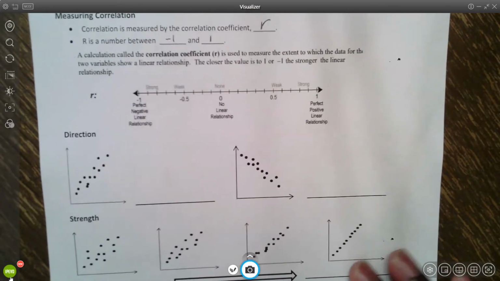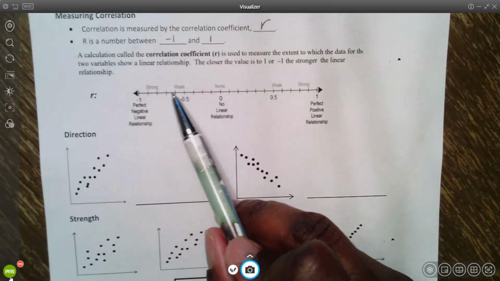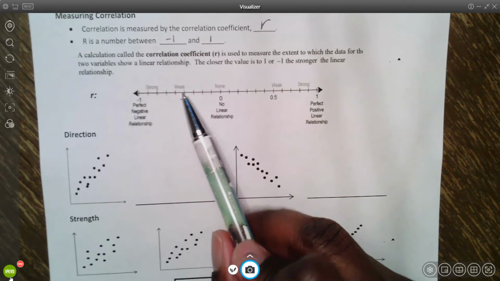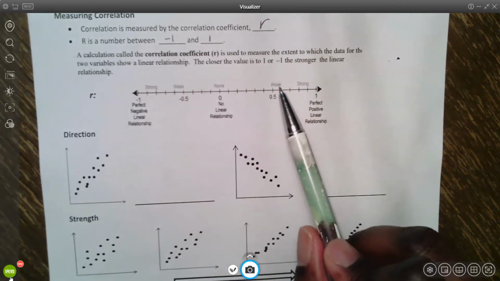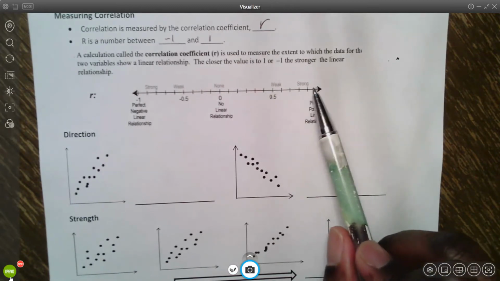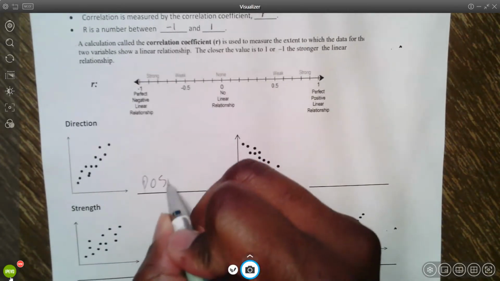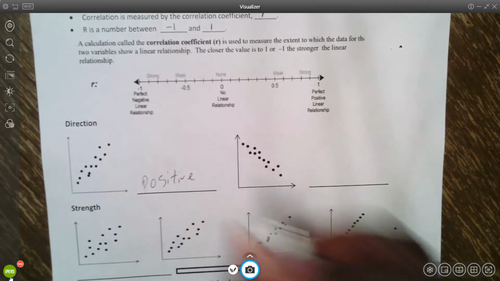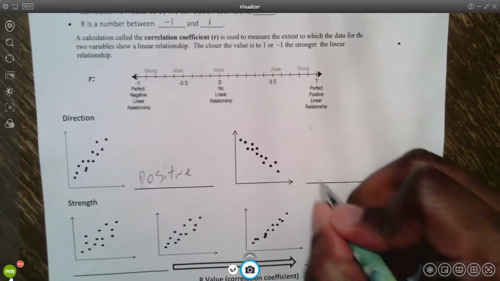Going back here, basically, you see that on the negative side, we have a strong correlation, and then right around 0.5 or so, it gets really weak, all the way down to just none. It gets weak at 0.5 and below, and strong as you get closer to 1. So looking here, which direction does it have? Well, we definitely have a positive direction here. Look at the next one, it's going downward as it goes to the right. So this is clearly a negative direction.